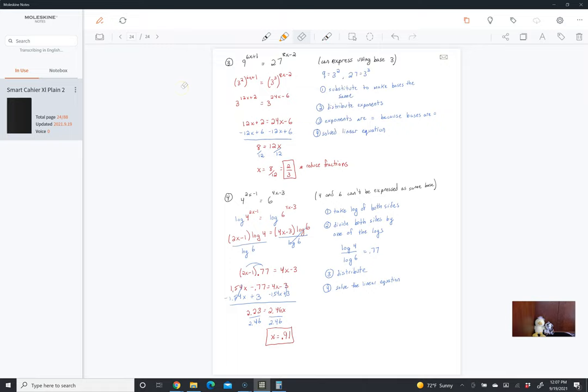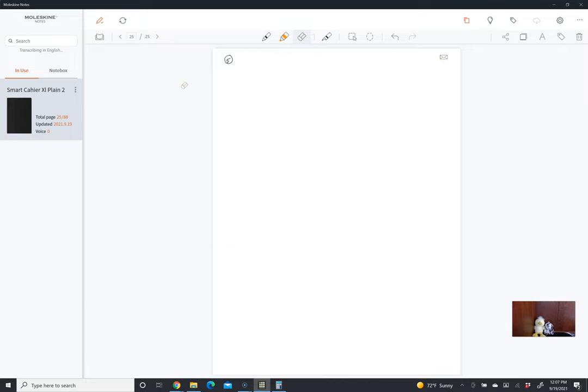So in the last one that we do, we have e to the 2x minus 3 is equal to 5 to the 3x minus 4. So again, this can't be expressed with the same base. So we have to use method 2. So in this case, we've been using base 10, but in this case, it actually makes sense instead of taking the log of both sides to take the ln of both sides. The reason for that is that the ln of e is equal to 1, okay?